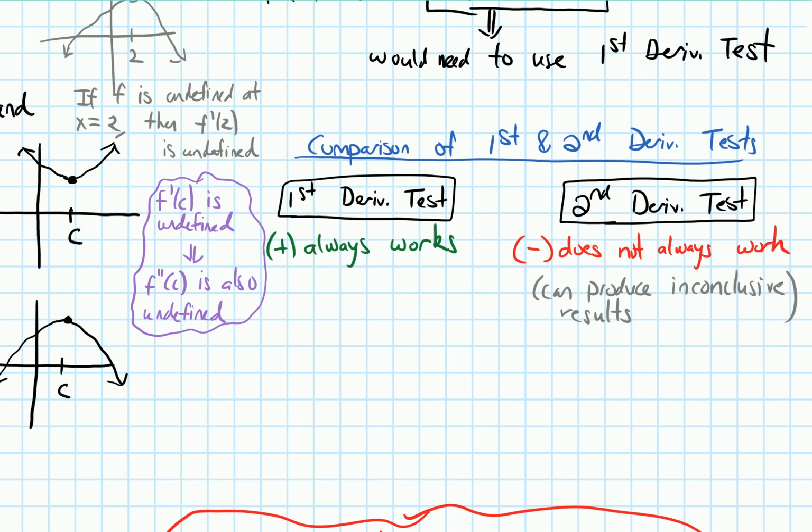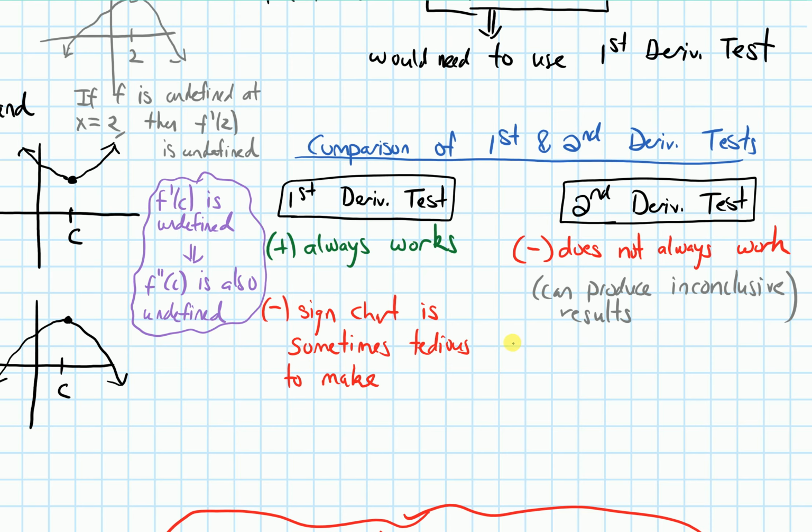Okay, but there are drawbacks to the first derivative test as well. The main drawback is the first derivative test involves a sign chart. And the sign chart is sometimes tedious to make. You have to select test points, plug all those test points into the first derivative to see if it's positive or negative, and sometimes it's a tedious process.